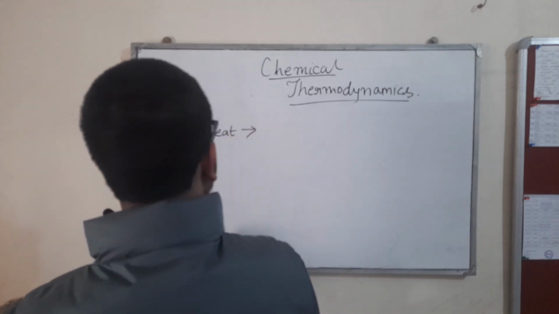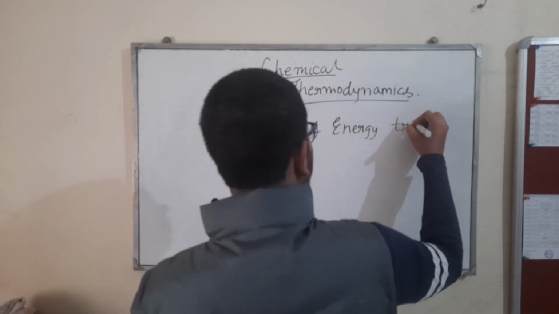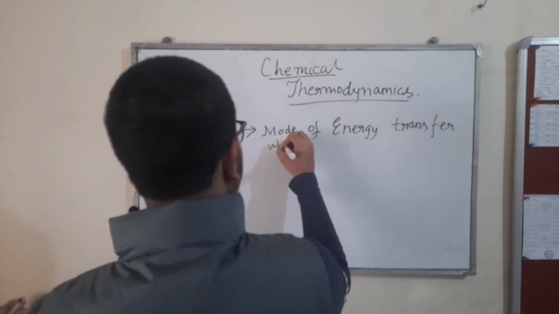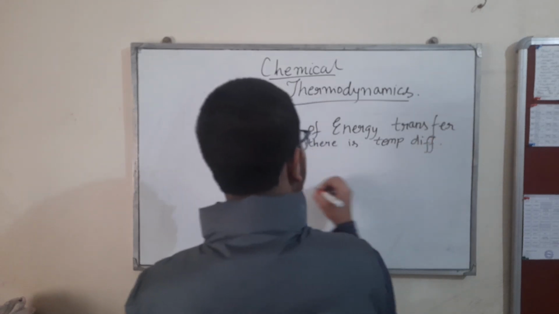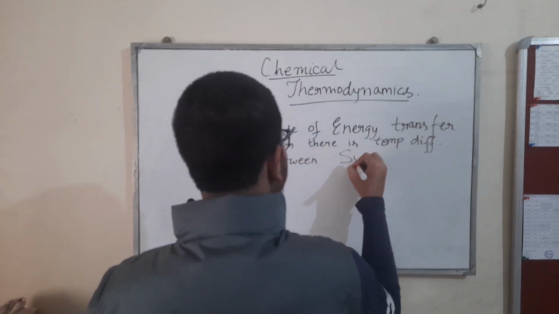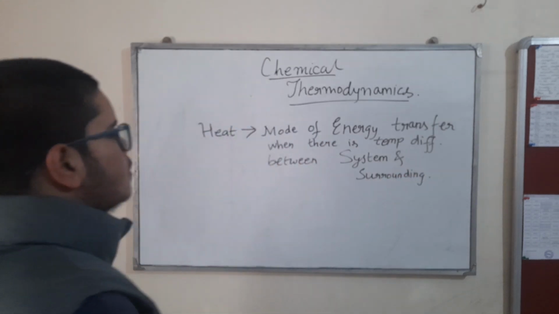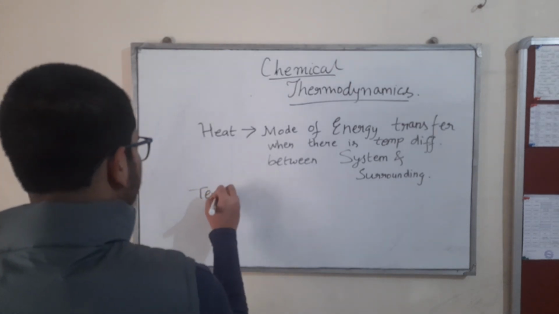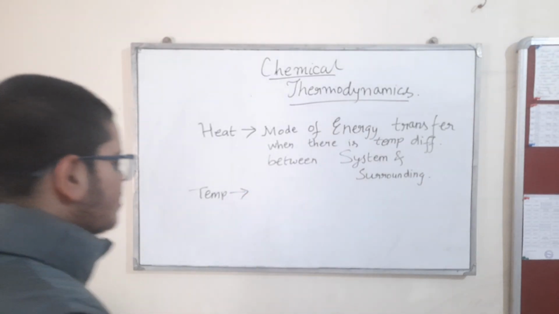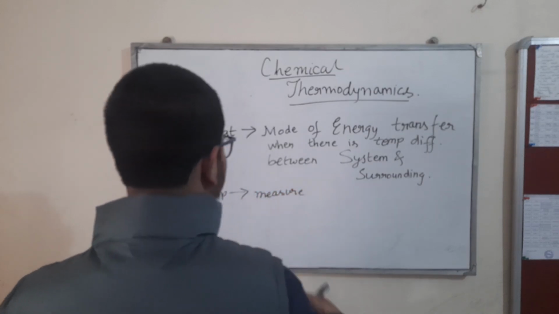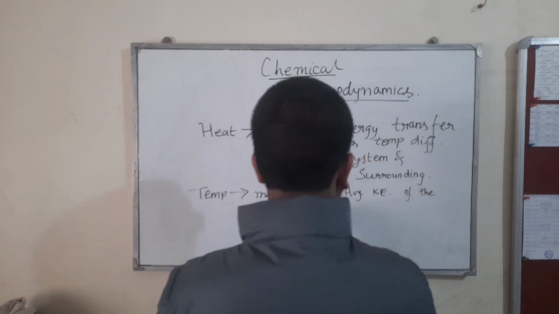Heat: mode of energy transfer when there is temperature difference between system and surrounding. Okay, what is temperature? Degree of hotness or coldness of a body. That is the most elementary definition of temperature, but actually, you can define it much more aptly by saying that it is a measure of average kinetic energy of the system.